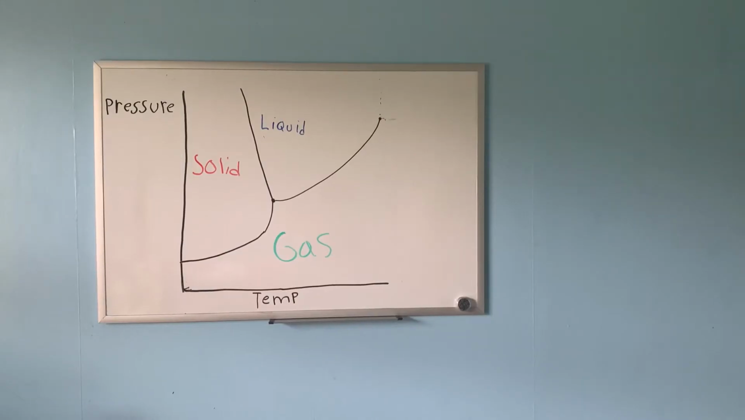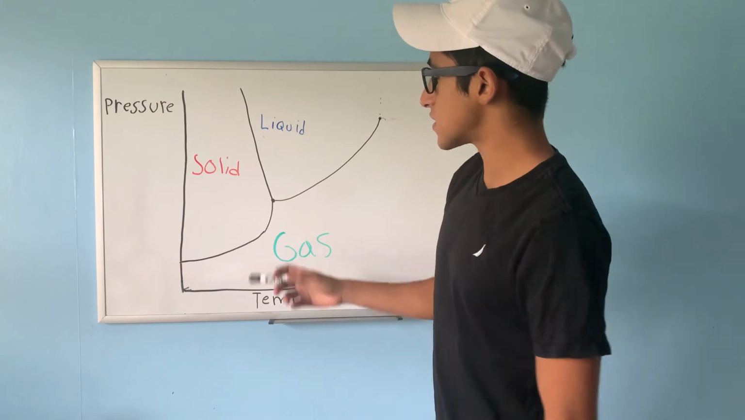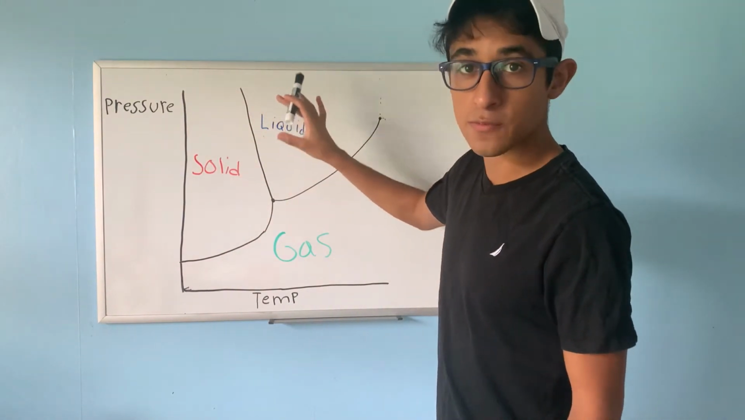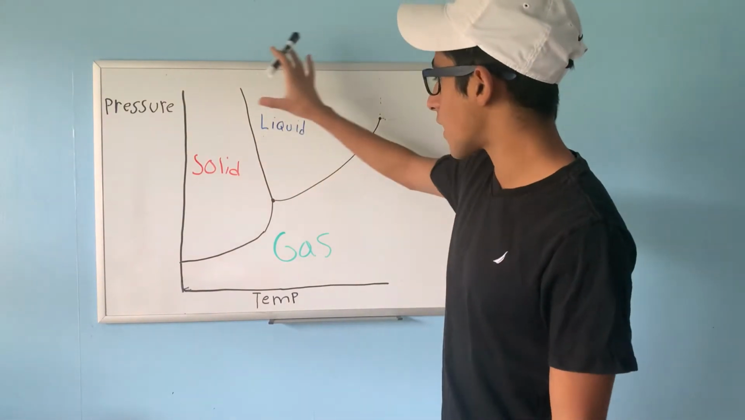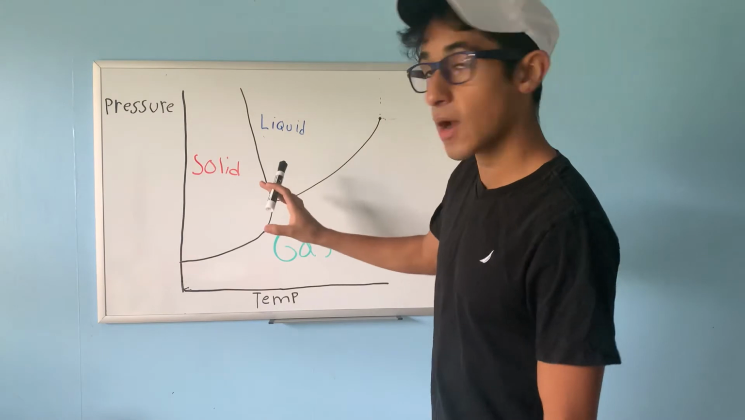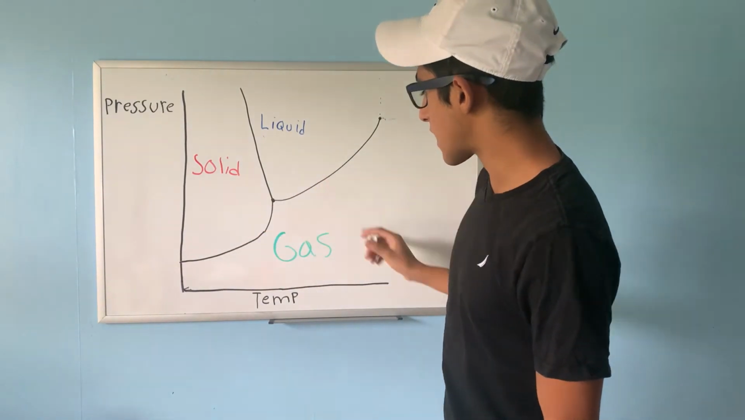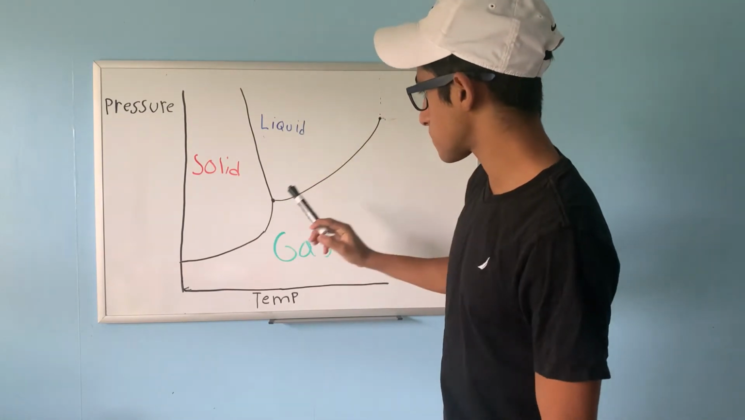There are a few features regarding phase diagrams that you should know for a general chemistry class. The first is that this is a general phase diagram. Each substance, for example, water, carbon dioxide, nitrous oxide, can have a different phase diagram. However, the basic shape is the same. You will have solid, liquid, gas, and you will have all these different lines representing phase changes.